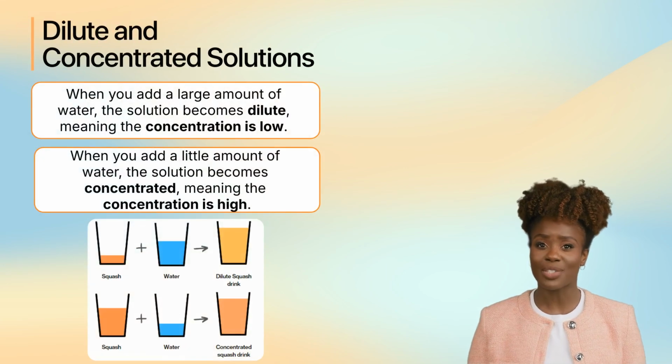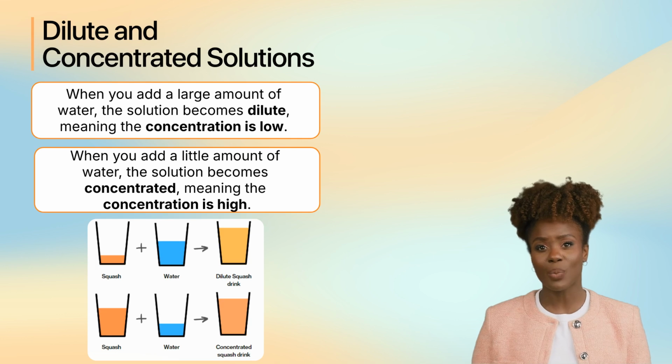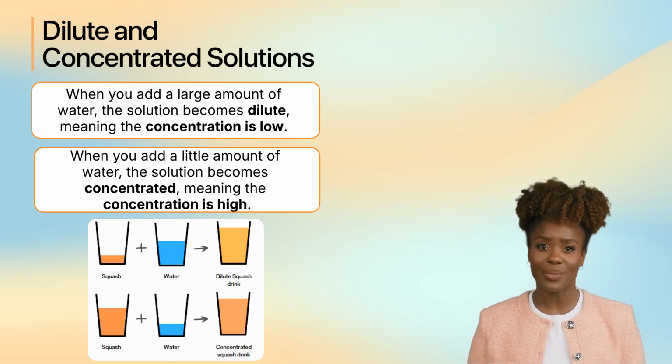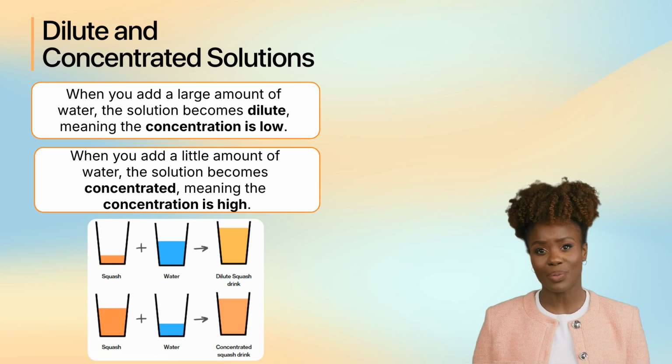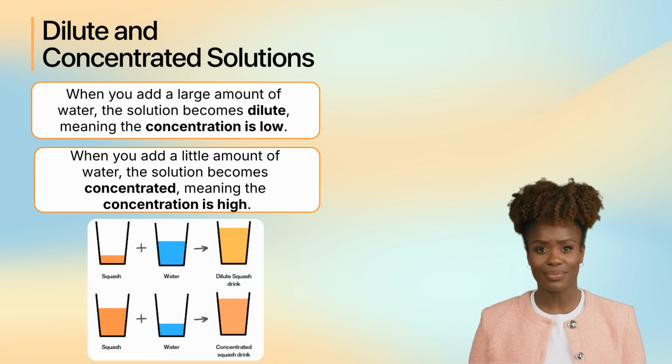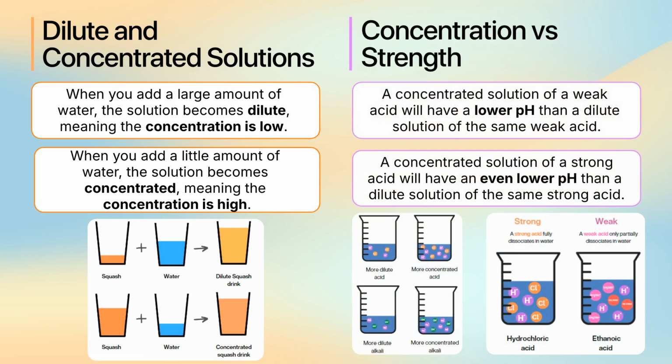In today's lesson, we delved into the concepts of strength and concentration in relation to acids, alkalis, and the pH scale. We clarified the definitions of strong and weak, as well as concentrated and dilute, and understood an important principle. Both strong and weak acids and alkalis can be either concentrated or dilute. We then explored how strength and concentration affect pH values. This knowledge is fundamental for predicting and explaining the behavior of acids and bases in various chemical contexts.